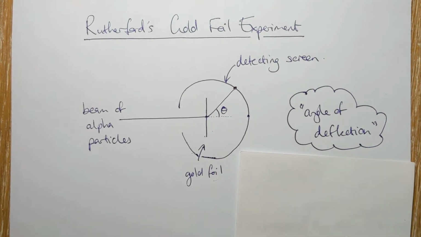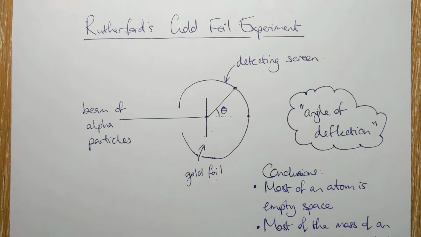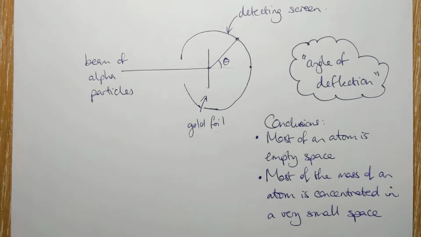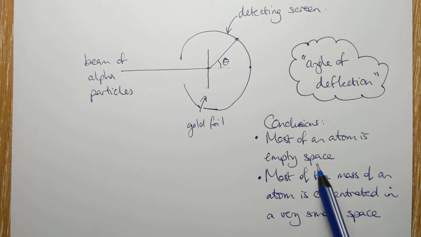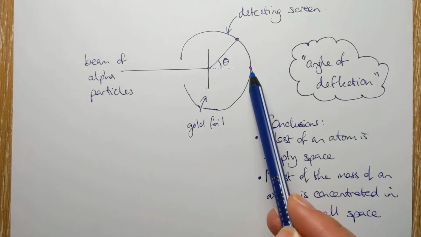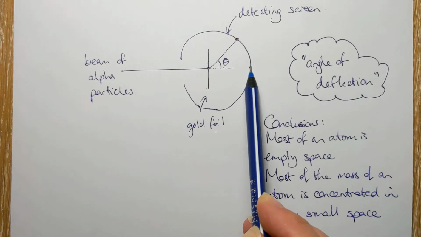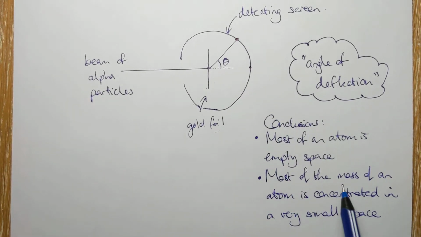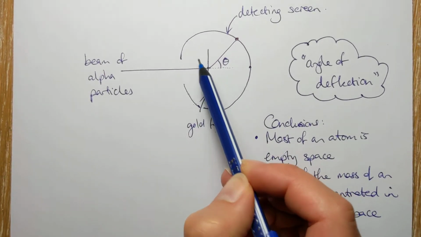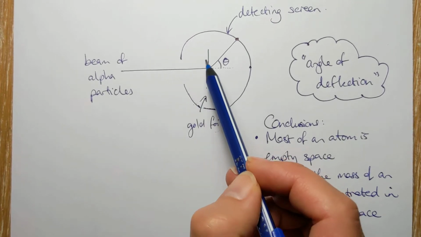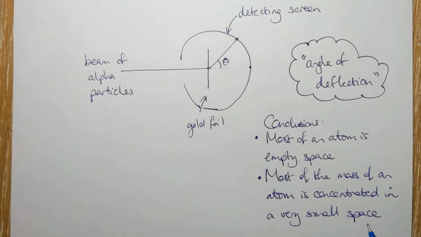Okay, so the conclusions of the experiment are these. This is the bit you need to know. So number one, most of the atom is empty space, and we know that because virtually all the alpha particles hit the screen there. And number two, most of the mass of an atom has to be concentrated in a very small space, and we know that because some particles were deflected by more than 90 degrees.